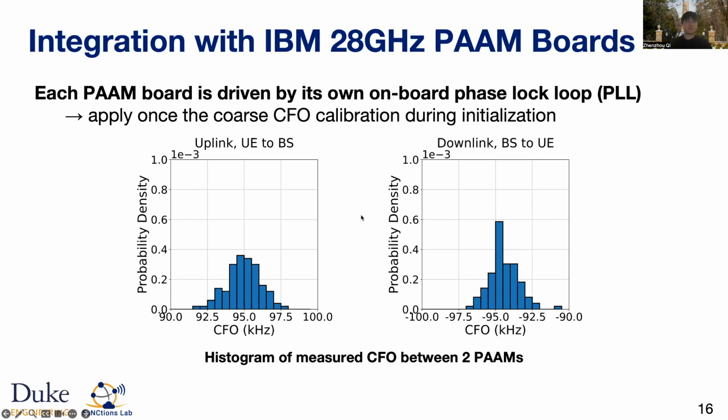Since each PAAM board is driven by its own onboard PLL, the phase-locked loop, we apply a one-time cross-CFO calibration during initialization. The following two pictures show the histogram of the measured CFO between the two PAAM boards in two directions, which are uplink and downlink. We then calculate the mean values of the estimated CFO and apply that to the onboard PLL. The resulting residual CFO is around 1 kilohertz across the 28 GHz link, which can be further calibrated during the equalization of the received signals.